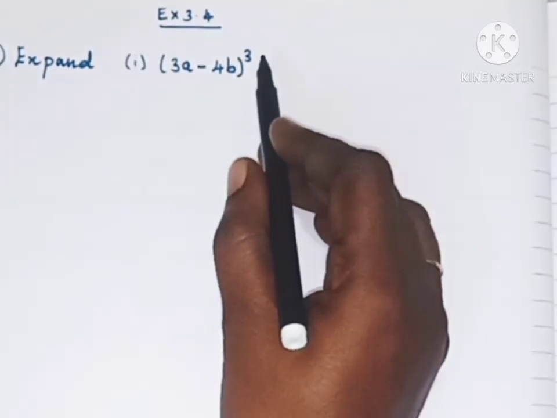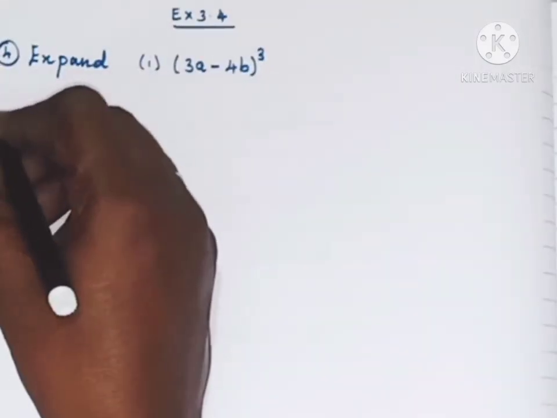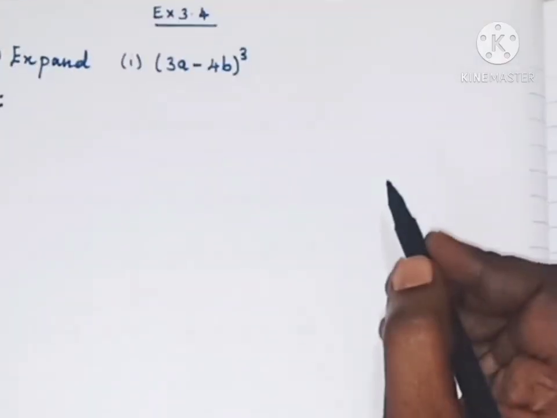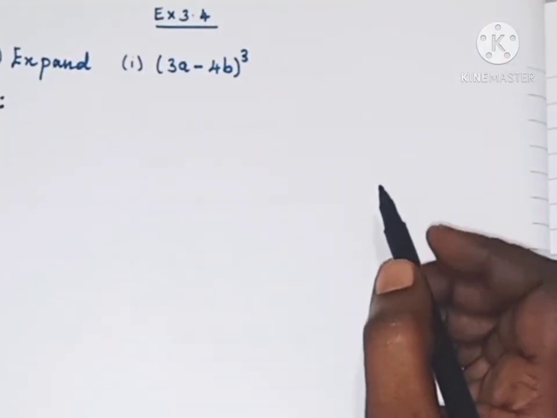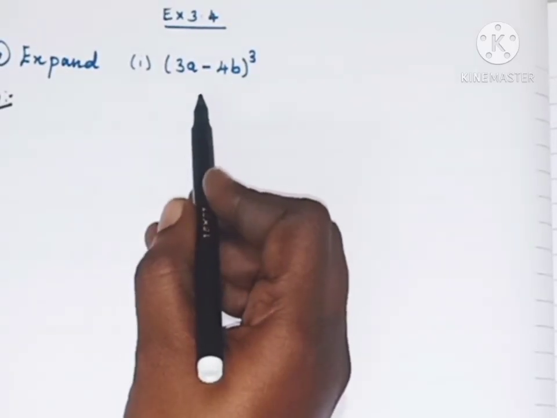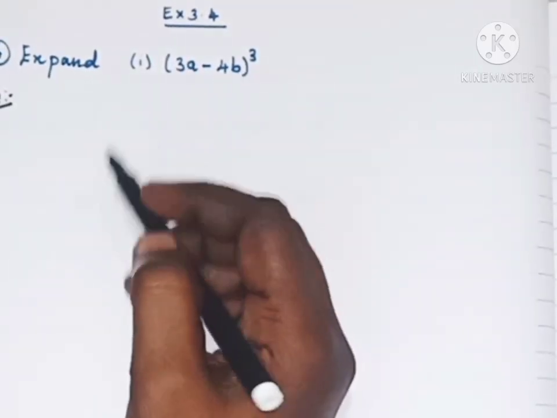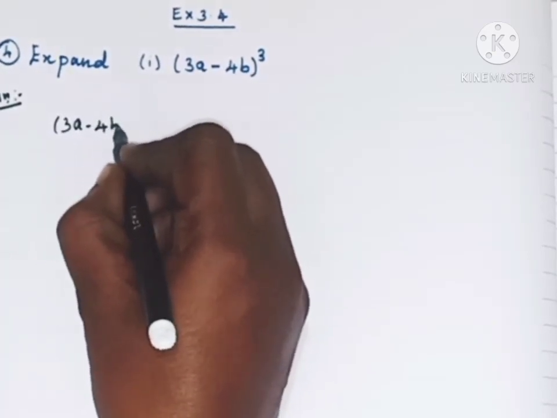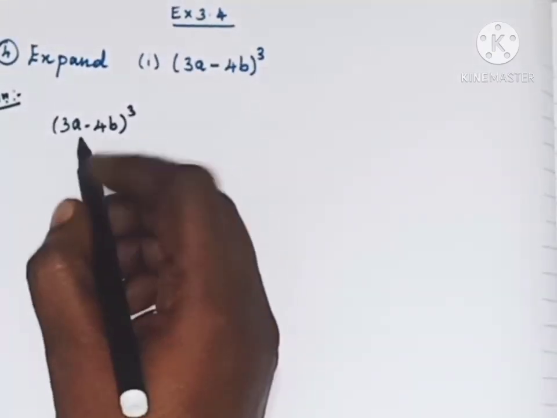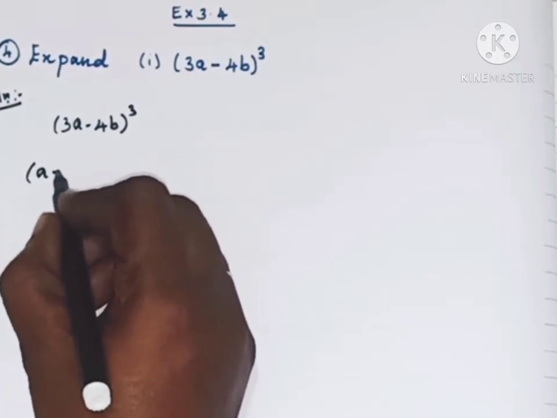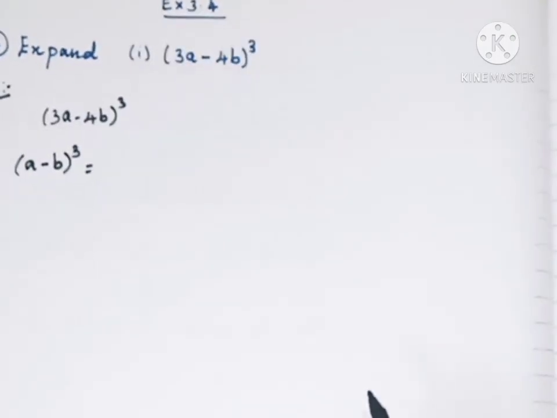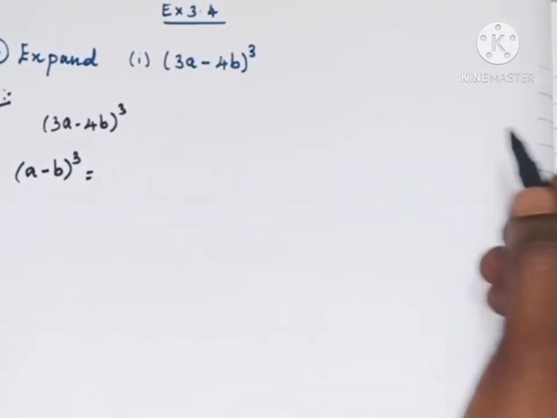Expand (3a minus 4b) the whole cube. Solution. Now we have to expand (3a minus 4b) the whole cube. This problem is looking like the identity (a minus b) the whole cube.